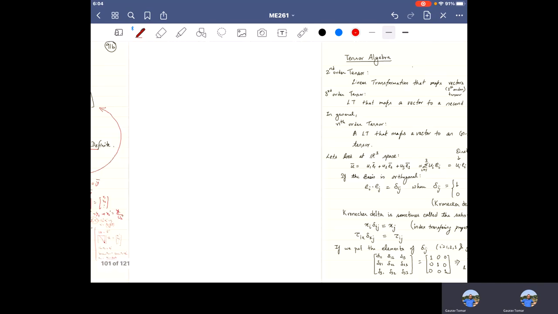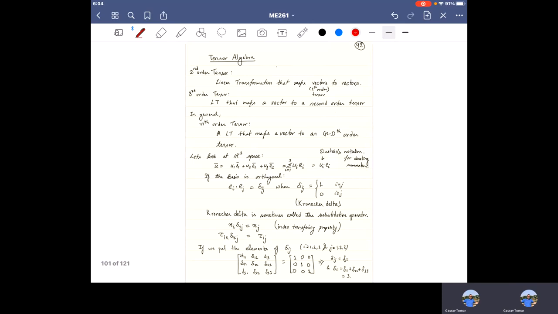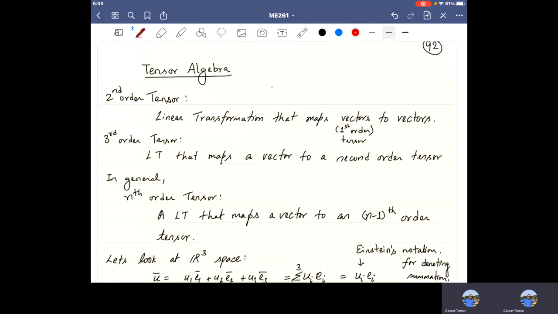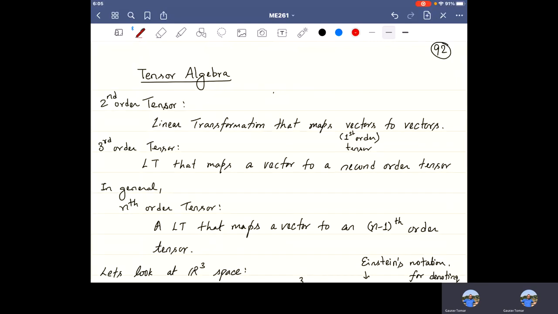Now we'll move to tensor algebra. What is a tensor? Tensors are also linear transformations. They are essentially linear transformations which map vectors to some other quantities. So they're mostly about mapping vectors. A second order tensor, for example, is a linear transformation that will map a vector to a vector. So it's a V to V mapping, from a vector space V to another vector space.